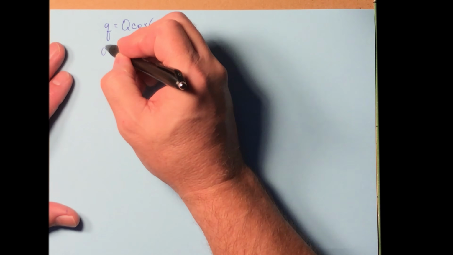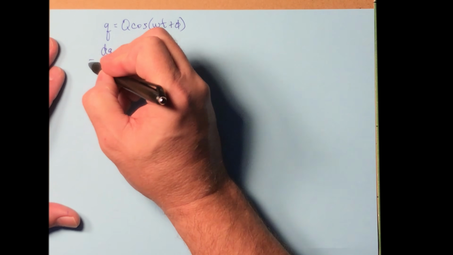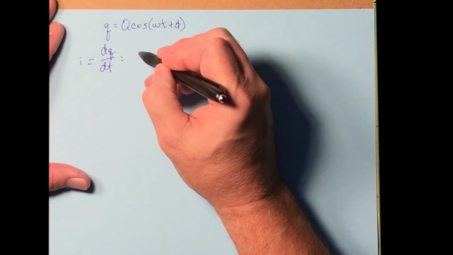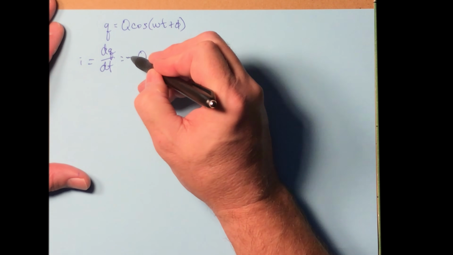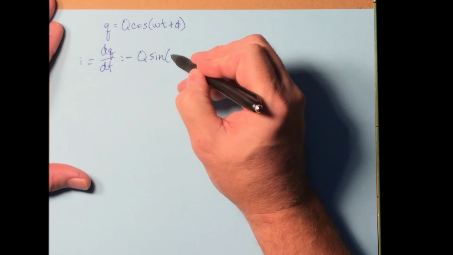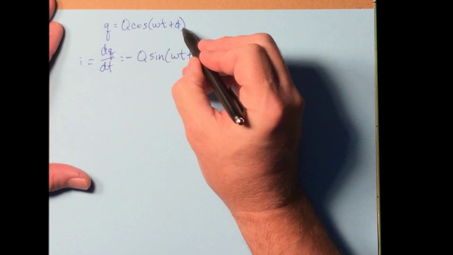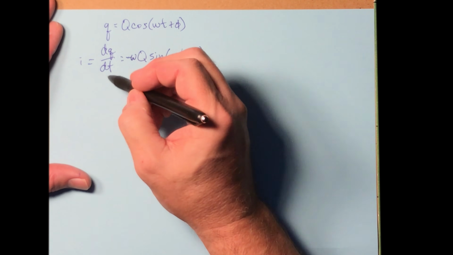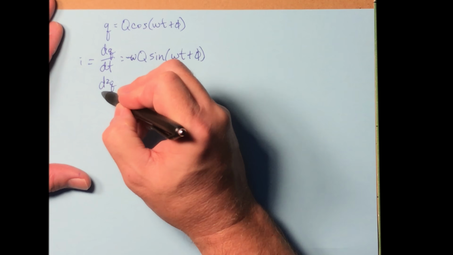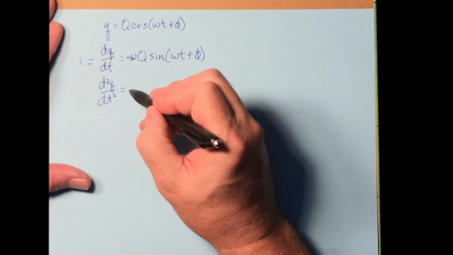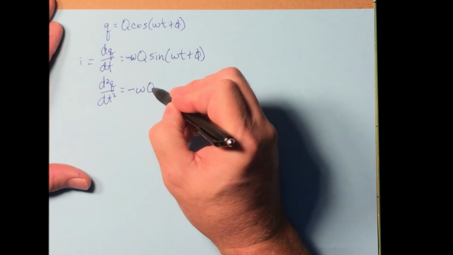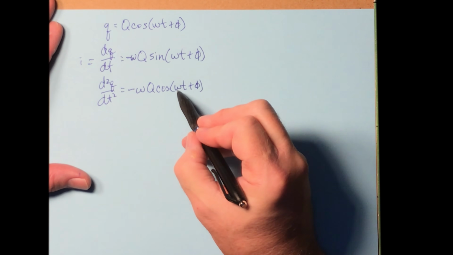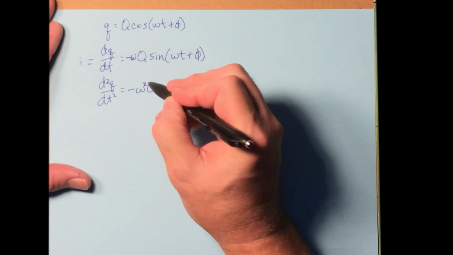So the first derivative, dq dt, that's the current, but we're just taking the first derivative of it. That's going to be big Q, cosine is going to be minus sine of omega t plus phi times the derivative of what's inside the parenthesis, which is just going to be omega. There, that's the first derivative. And now let's take the second derivative. Well, it's going to be minus omega Q, sine is just cosine, omega t plus phi, multiplied by the derivative of what's inside, which is another omega, so that changes that to omega squared.